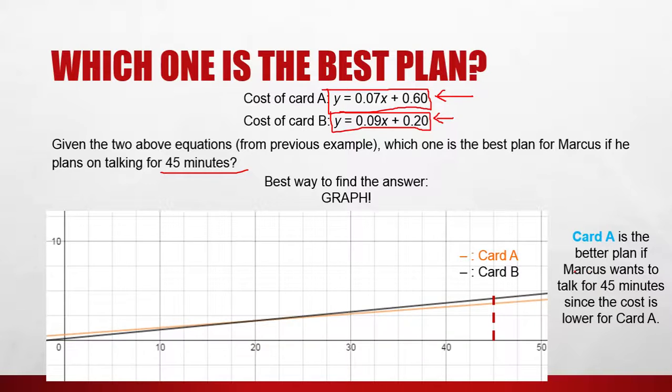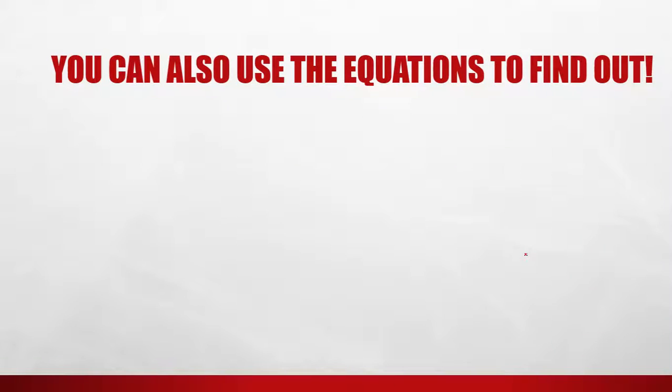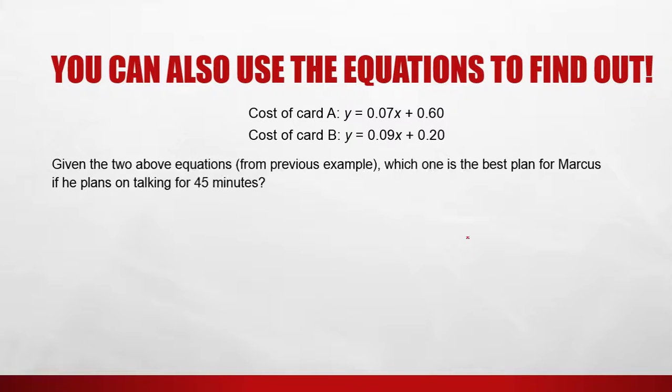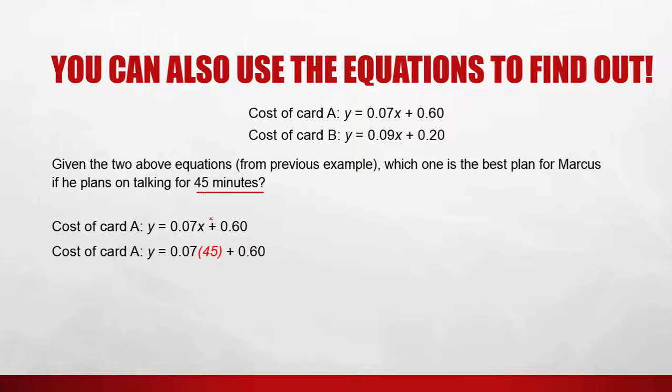If you don't have a graphing calculator, you can also just use the equations to find out. You know that x represents minutes. So what you want to do is plug in 45 for x. Now, order of operations: multiply these two together and we get 3.15 plus 0.60, which gives us $3.75. So it would cost Marcus $3.75 if he were to talk for 45 minutes using card A.